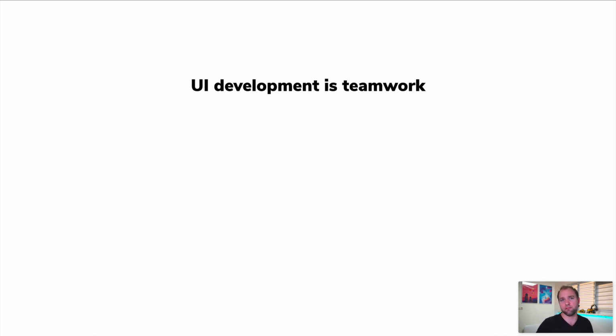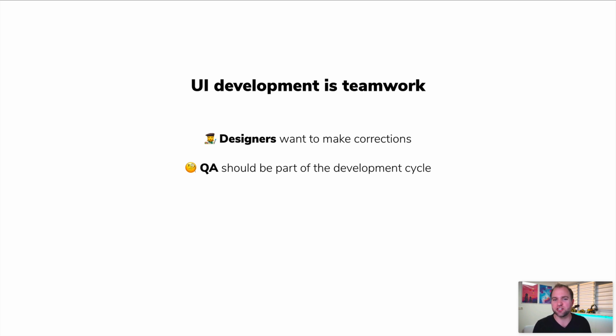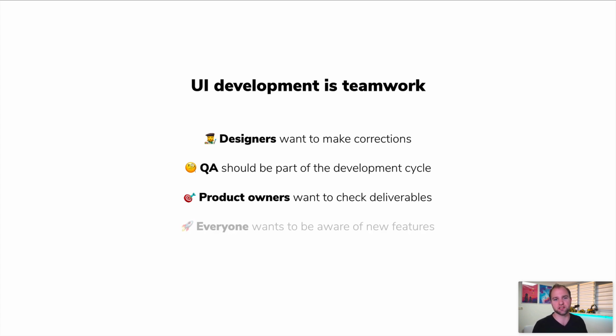And there's more. Because UI development is teamwork, right? It's not just me as a single developer doing this stuff. There are designers that want to make corrections. There is QA personnel that should actually be part of the development cycle, but typically only look at a staging environment, and that's when it's already too late, actually. Product owners or product managers, they want to check for the deliverables, right? They want to know what's up and what they can tell their customers, saying, hey, this stuff shipped in the recent release. And everyone wants to be aware of various new features because we probably have to support it over the long haul, right?